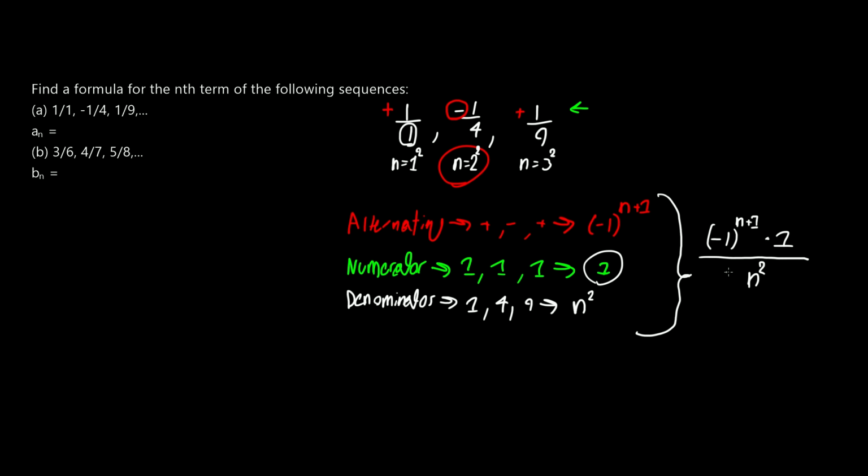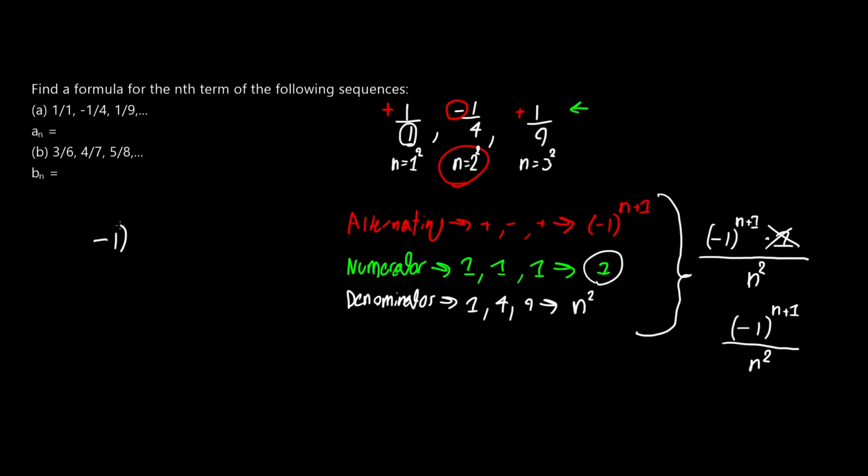Now if we want to simplify it a bit more, again, we don't need the 1, so we could just write down negative 1 to the power of n plus 1 divided by n squared. And we can test it if we want to. So let's use our equation to find n equals 3. We know that it should equal positive 1 over 9, so let's check.